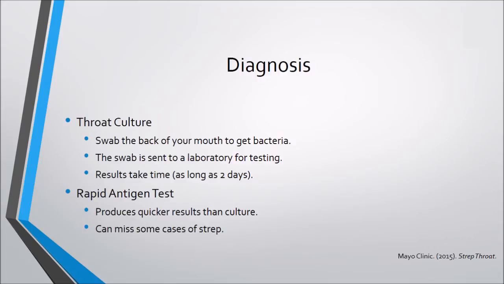However, the one downside is that this test takes a little time. It takes up to 2 days. A quicker test that you can do, or if lab testing is not available for you, is the rapid antigen test, where they then get another culture off your throat and they check in that bacteria if there are any signs of the Streptococcus bacteria. This is less accurate and can actually miss some of the cases of strep.